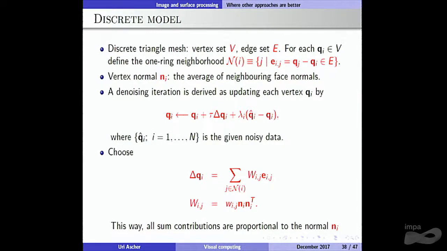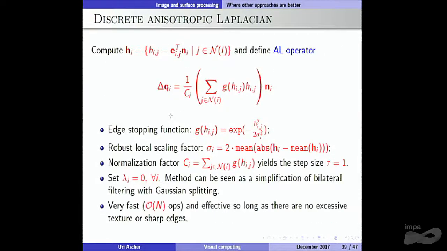People did that. So what we do is we look at a neighborhood of a particular edge i, and then Qi is updated by delta Qi times the step size plus some fidelity to the data. And this delta Qi is such that the result of the denoising change is a scalar times the normal direction, and we found the normal by looking at the first neighborhood of that particular node. What goes in here doesn't matter; it's a simple computation. That's the point for us.